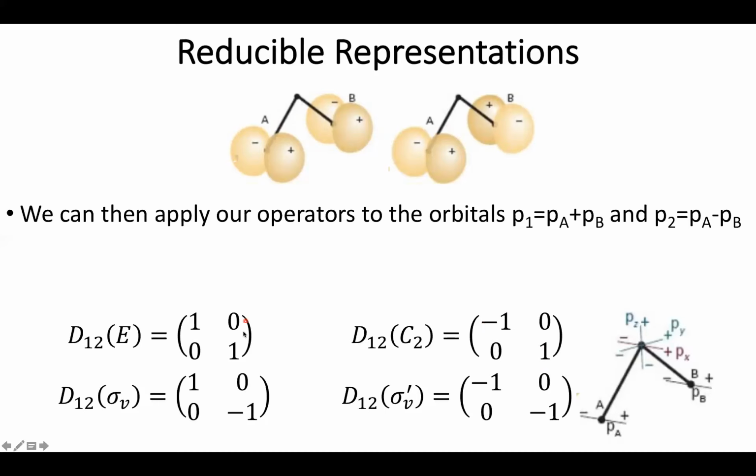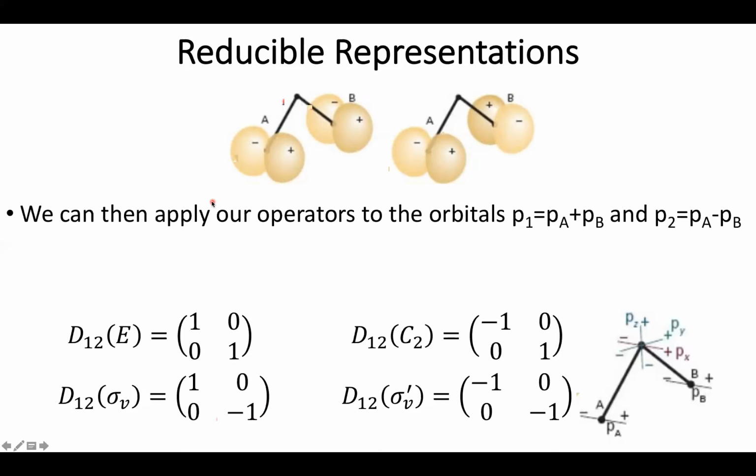Now let's try our mirror planes. So my first mirror plane is going to cut through the plane of the molecule, or sorry, bisecting the plane of the molecule. So what ends up happening here is that for my P1 orbital, positive becomes positive, negative becomes negative. So we get a value of 1. And for this orbital, for P2, positive becomes negative, negative becomes positive. So I get a value of -1.